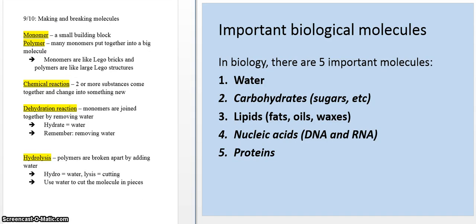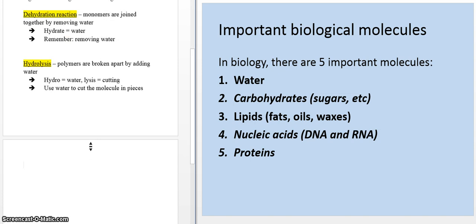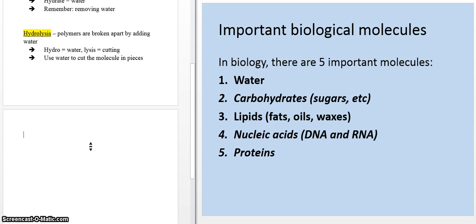I'm going to scroll down on my paper here. There are 5 very important molecules. For today, we're just going to list them. I gave you some examples in case you're not sure what they are. I know there are a few in italics. I'm going to talk about that in a second.